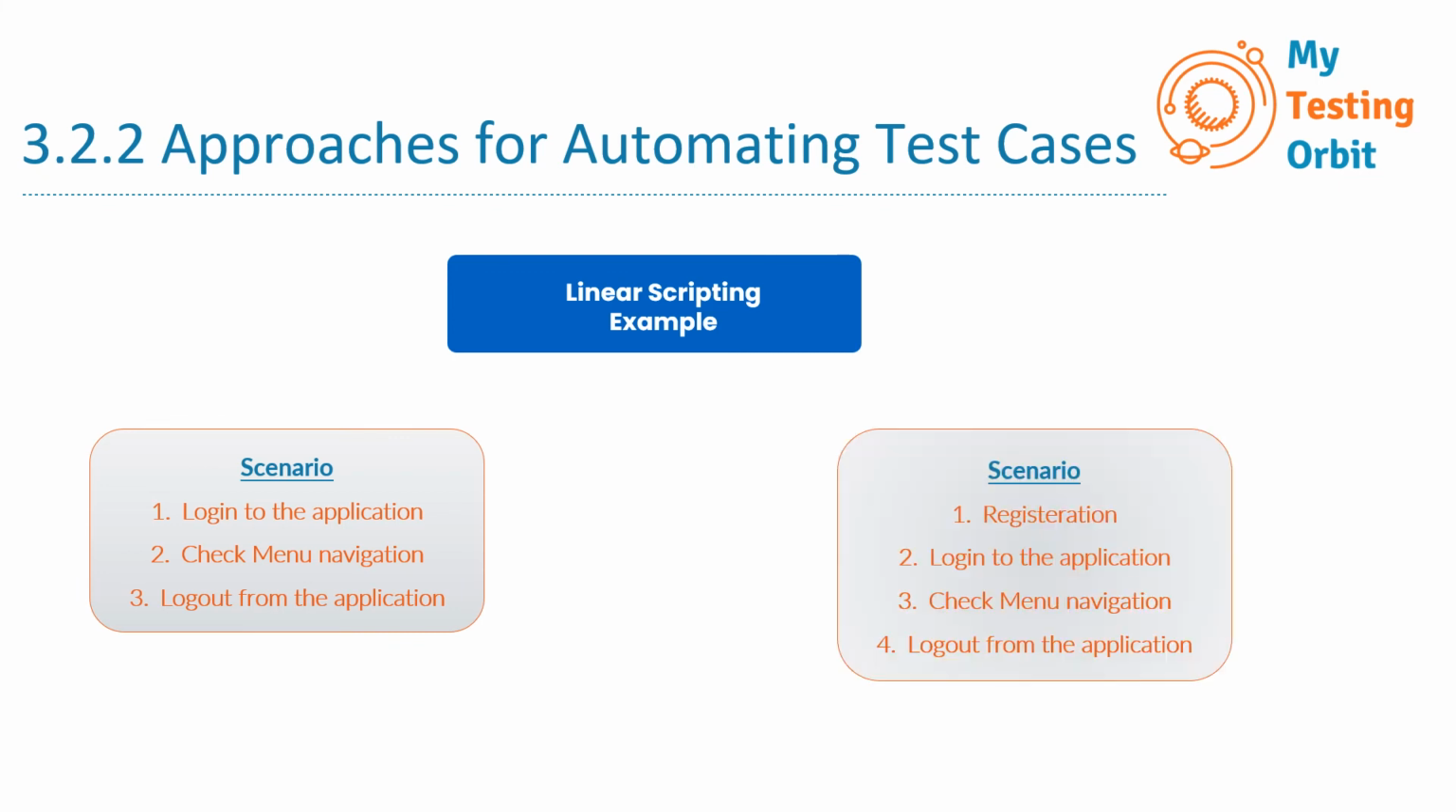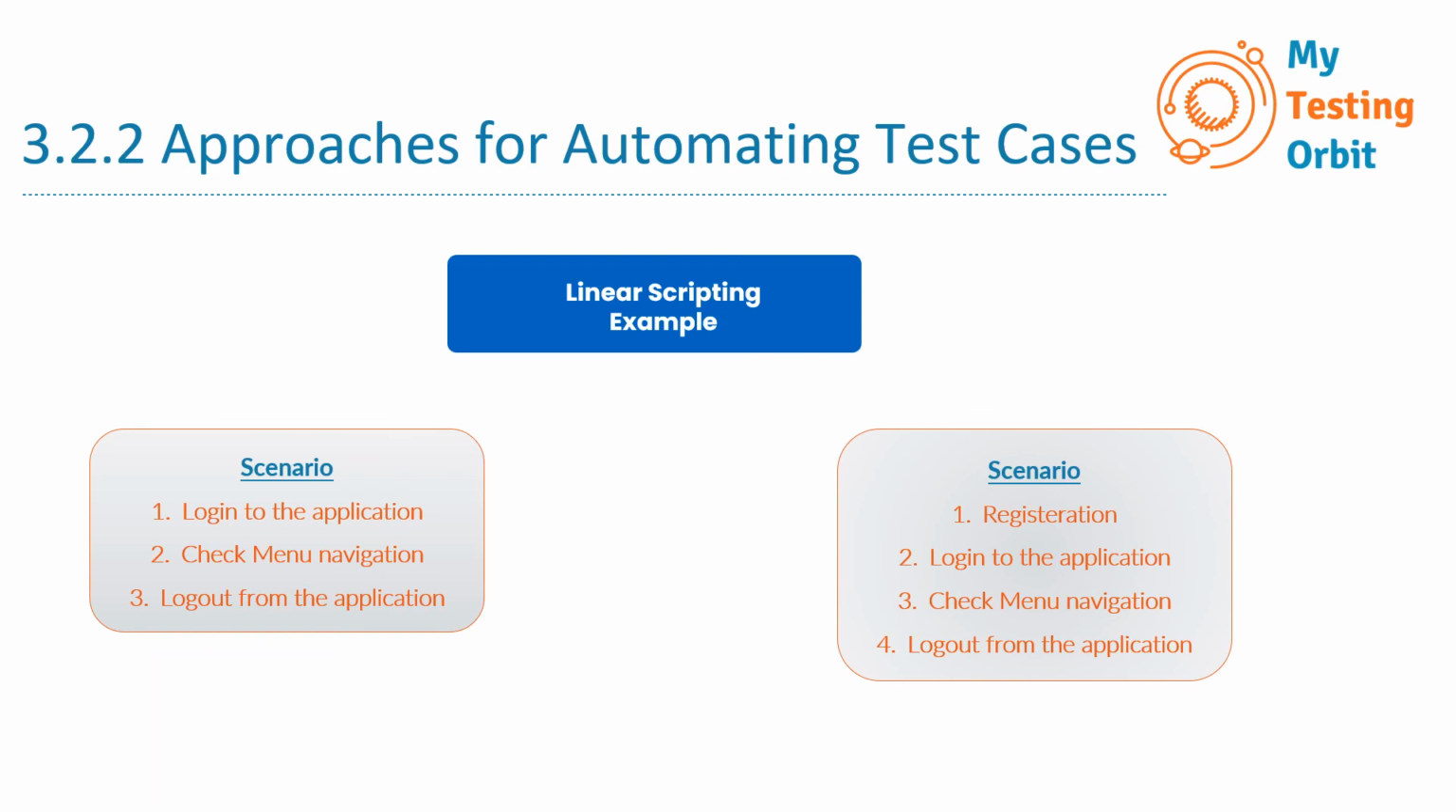Now let's see another change in the same scenario. So far everything was good, but now you have to add another step to this scenario, which is the registration to the application. That means there is now a new user. You have to automate this scenario where the user registers to the application and then logs in, checks the menu navigation, and logs out. Until now, checking login, navigation and log out was fine to automate using linear scripting.